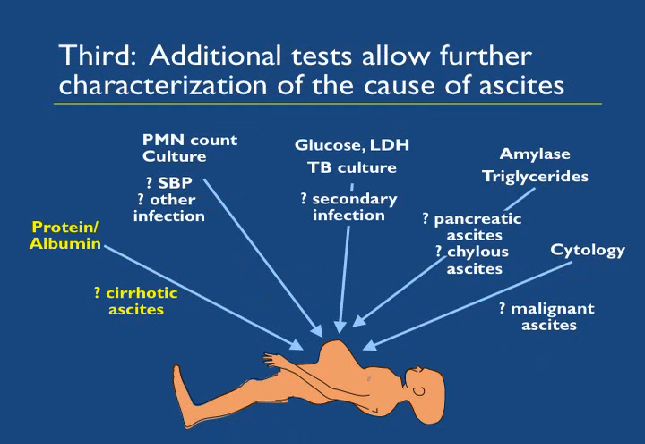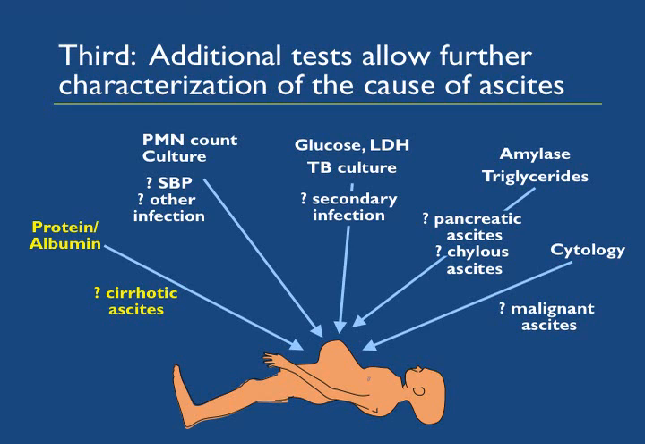As shown on this next slide, the third step is using these additional tests to allow further characterization of the cause of ascites. As shown in the yellow on the left, the protein and albumin and the SAAG can tell you whether this is most likely to be cirrhotic ascites.